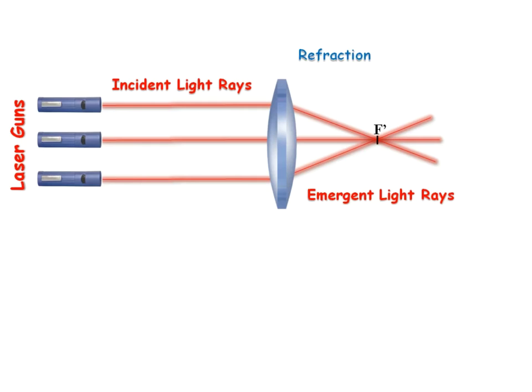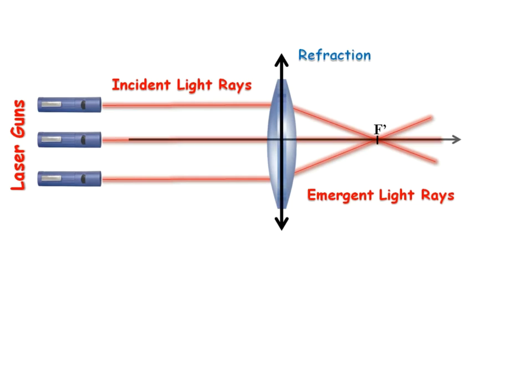We can see here three emergent light rays leaving the lens. They converge to a point. Converge means that they intersect at a specific point. This point is called the image focus, represented by the letter F prime, or it's also called the focal point or the principal focus.